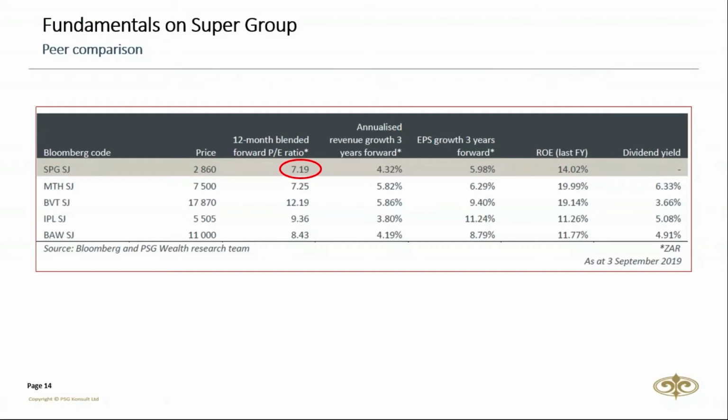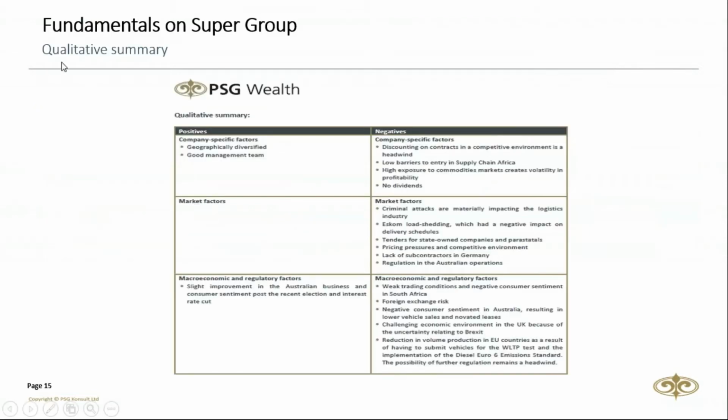And then on Supergroup, I found this qualitative summary very interesting. It's basically looking at the positives and negatives that can affect Supergroup. We look at company-specific factors, market factors, and macroeconomic factors. I found this very, very useful if I'm looking at investing in Supergroup.